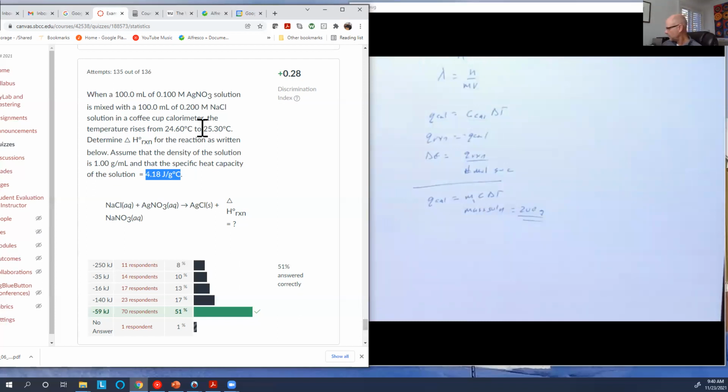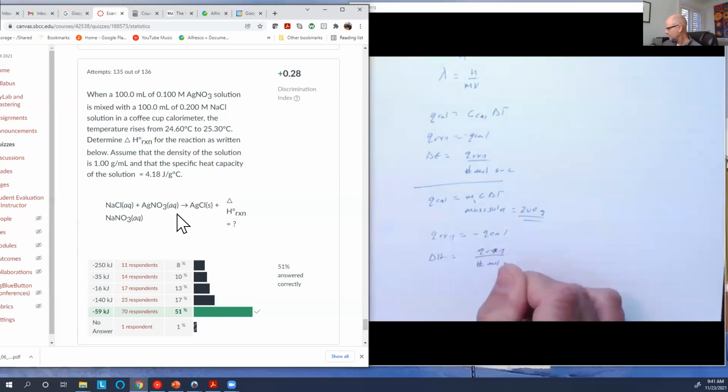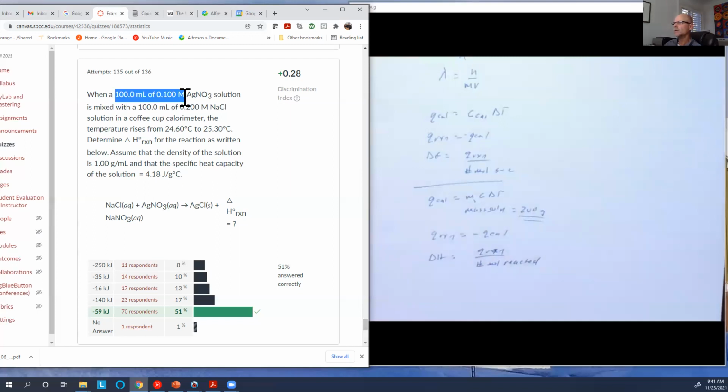Now, the next part is you're going to say, okay, Q reaction is equal to minus Q calorimeter, right? So you just change the sign. And then it's the last part that's a little tricky, because delta H is equal to Q reaction divided by the number of moles that reacted, right? But in this case, you have 100 mL of 0.1 molar AgNO3. So that corresponds to 0.010 moles of AgNO3. And then you have 100 mL of 0.2 molar NaCl.